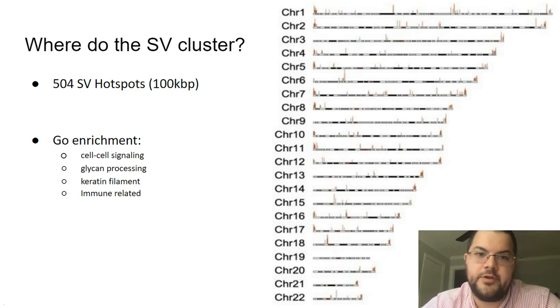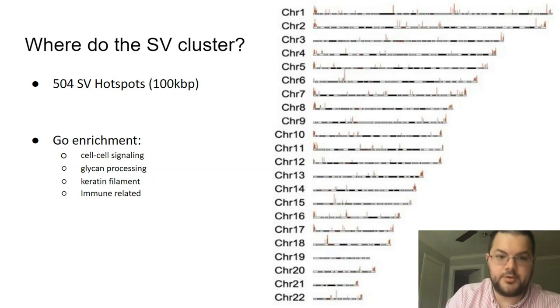The first thing we looked at was where these structural variants cluster across the genome. We also compared this to other studies to see what is novel to our assessment. In total, we identified 504 structural variant hotspots using a window size of 100 kb. And we also wanted to see if there is any enrichment for certain terms.